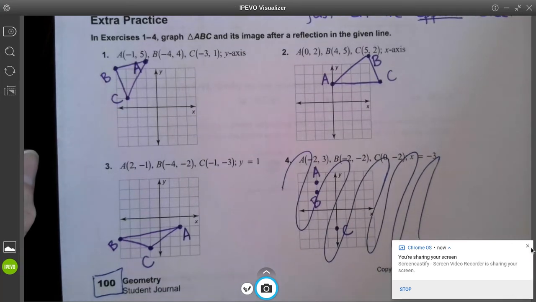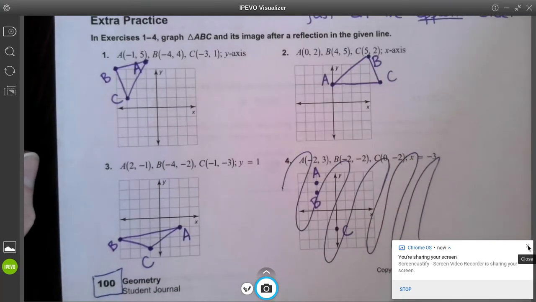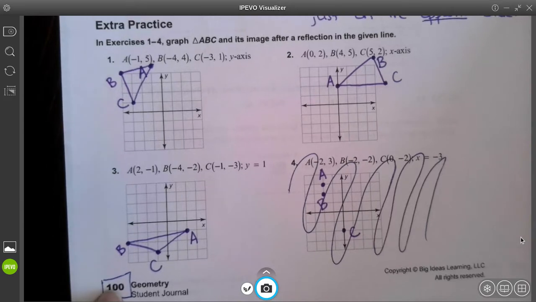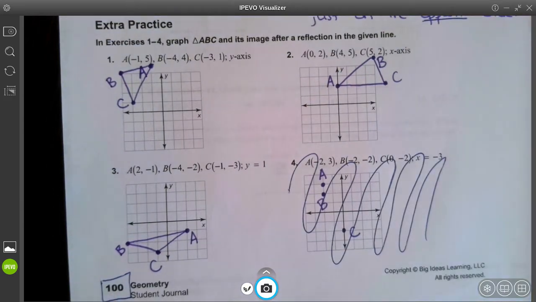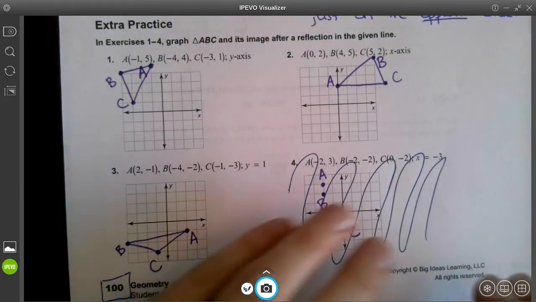In this video for lesson 4.2, we're going to work through number 1, 2, and 3 on page 100 in your student journal. So please make sure you turn there and follow along.